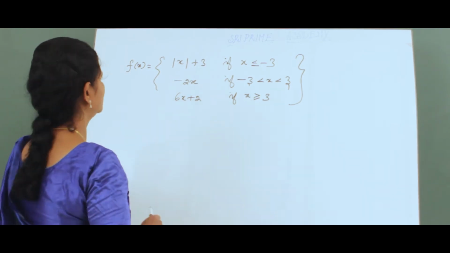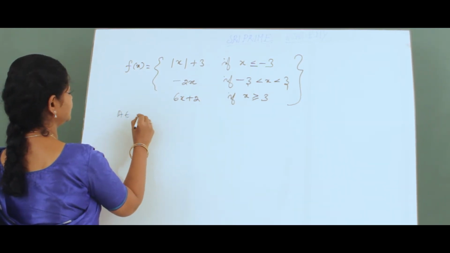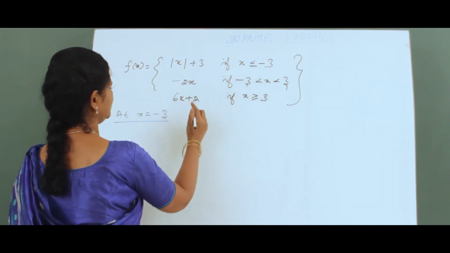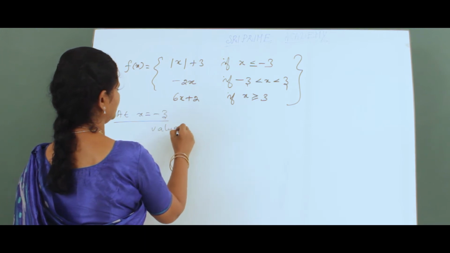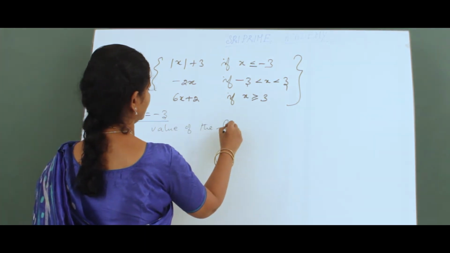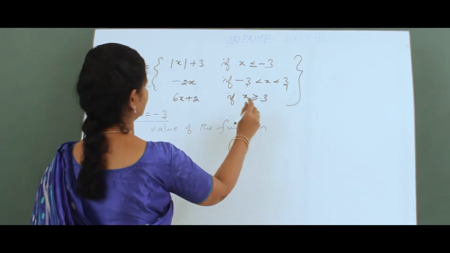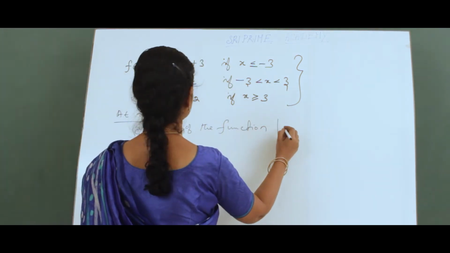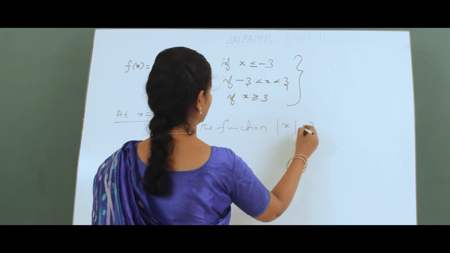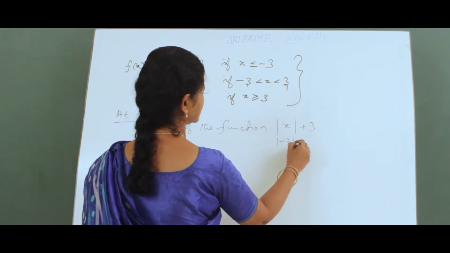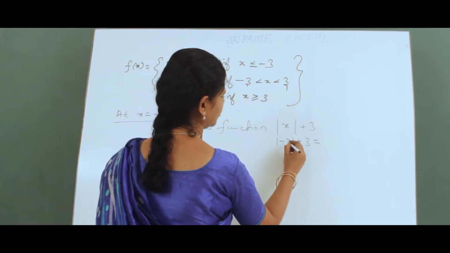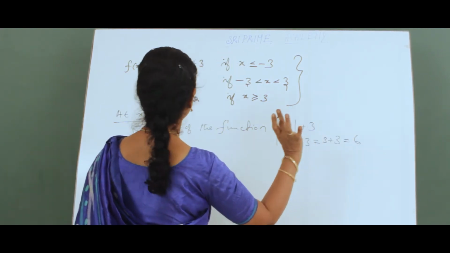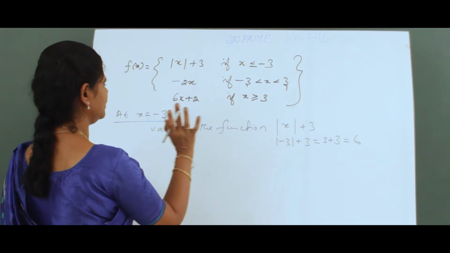So first, the function at x equal to -3. At x equal to -3, what is the value of the function? The value of the function is given by, where the equal sign comes at x equal to -3, this portion. So the value is modulus of x plus 3. Substitute: modulus of -3 plus 3 is equal to 3 plus 3, that is 6. So this is the value of the function at x equal to -3.